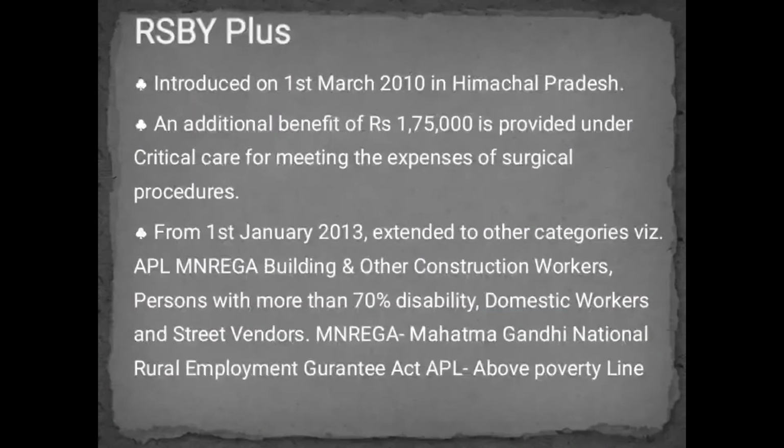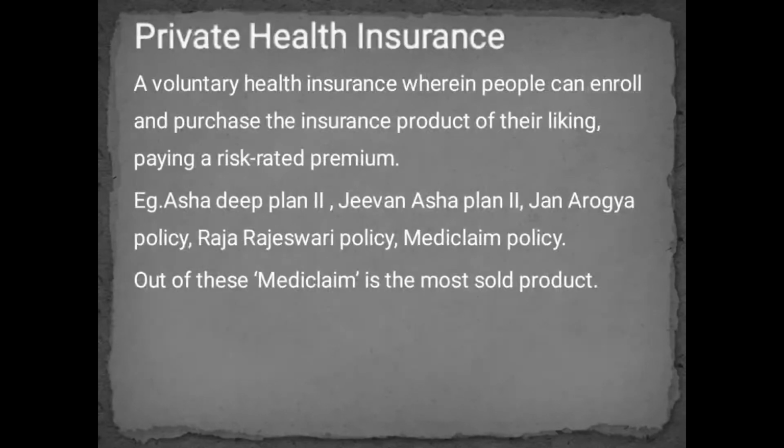So what is this RSBY Plus? It is something new. It's an addition to the RSBY introduced on 1st March 2010 in Himachal Pradesh. An additional benefit of rupees 1,75,000 is provided under critical care for meeting the expenses of surgical procedures. From 1st January 2013, it was extended to other categories, that is APL, MGNREGA, building and other construction workers, persons with more than 70% disability, domestic workers and street vendors. MGNREGA, Mahatma Gandhi National Rural Employment Guarantee Act; APL, above poverty line people are covered in this.